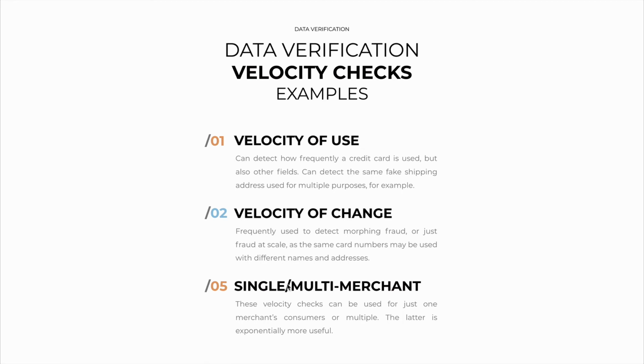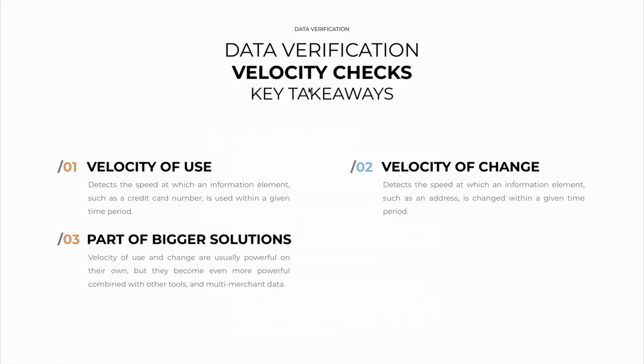And finally, these velocity checks can be used in both single merchant or multiple merchant variations. They can take into account just the consumers of one merchant or multiple. And naturally, any system that does the latter will detect fraudulent usage or change in information much more easily because they have more data. What are our key takeaways here?